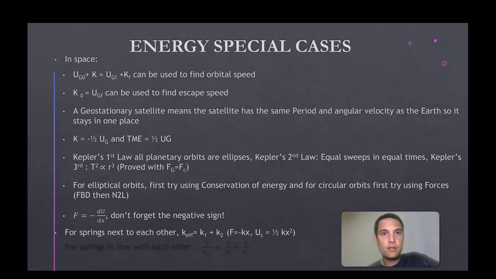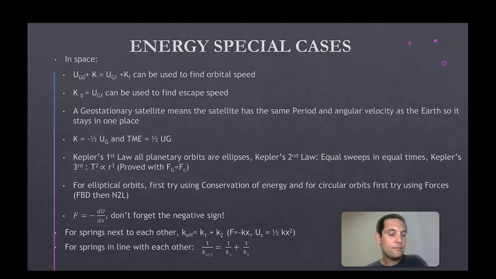For springs next to each other, like that, we're going to have an effective spring constant, and that's just going to be k1 plus k2. And we can use that either in the spring force equation or the elastic potential energy equation. And for springs that are in line with each other, stacked one on top of each other, we're going to find the inverse of our effective spring constant being equal to the inverse of spring 1's spring constant, and then the inverse of the spring 2 spring constant added to that. Don't forget to take that inverse at the very end after you add those two inverse spring constants.